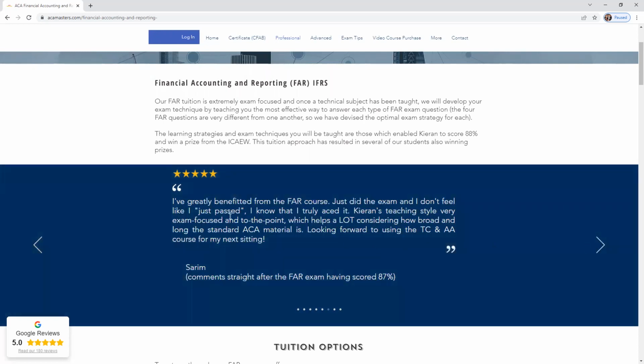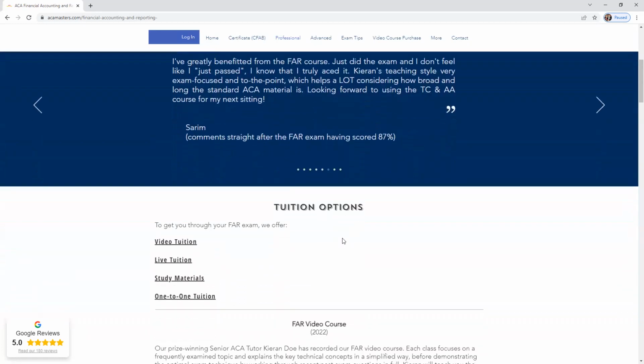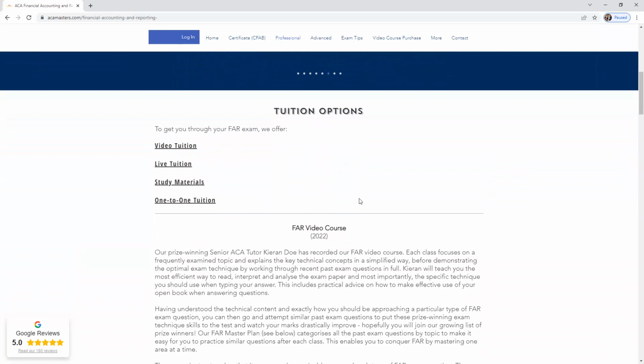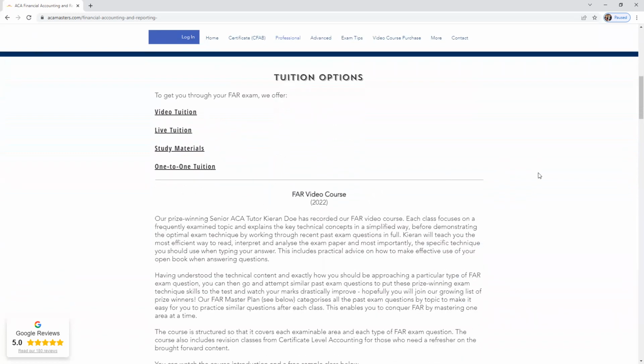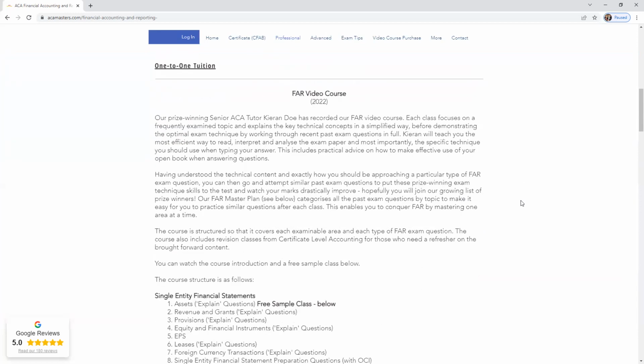We've had someone coming out of the exam saying, not only did I feel as though I passed, I knew that I had truly aced the exam. So to be able to come out of the exam with a lot of confidence, not only going into the exam with confidence, but coming out with such confidence, must be nice, not having that dread for 5 or 6 weeks waiting for results, knowing that you've passed because you've done so well in the questions, because your exam technique is so refined.